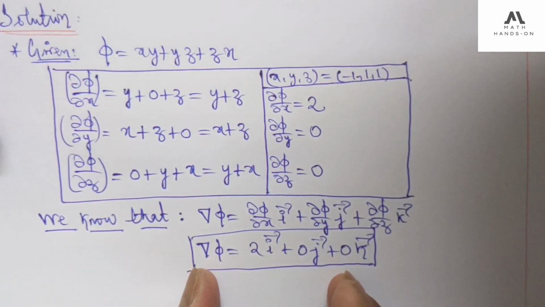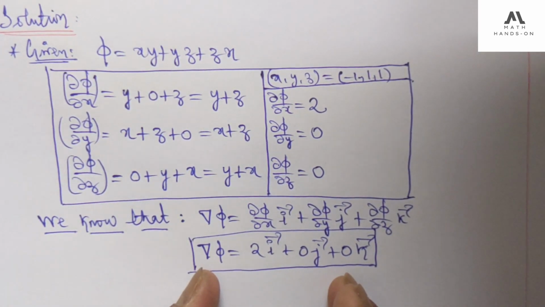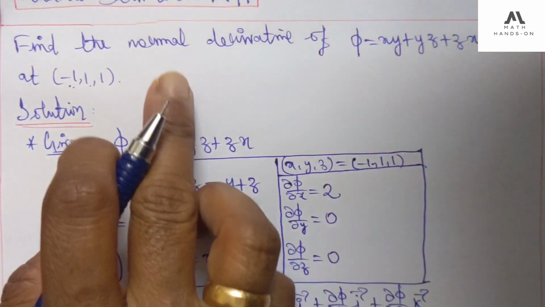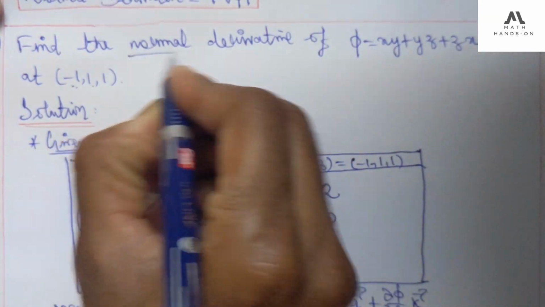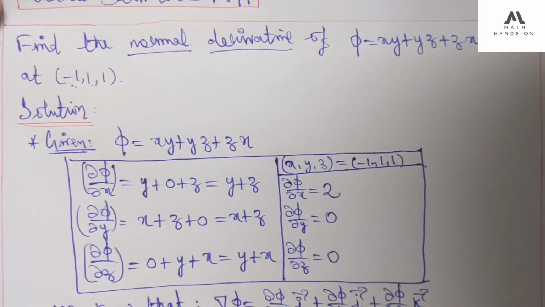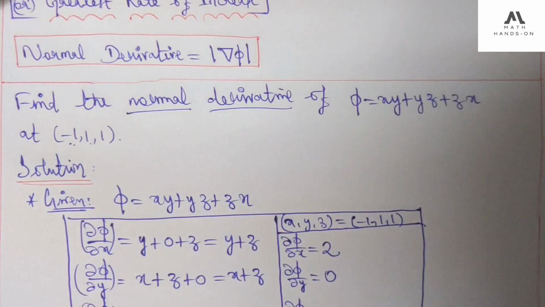By using del phi, now we can find the normal derivative, because the question is to find the normal derivative. What is the formula for normal derivative?